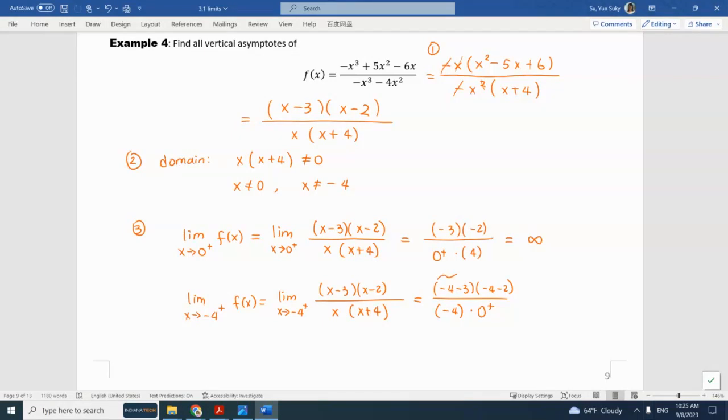Can you tell me the first factor on the top, is it positive or negative? Negative, right? How about the second factor? Negative. Oh, the bottom one, negative. So what is your answer? Negative infinity. Right, everybody? So good. We actually get two vertical asymptotes.